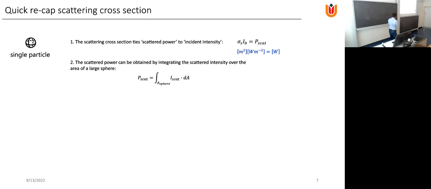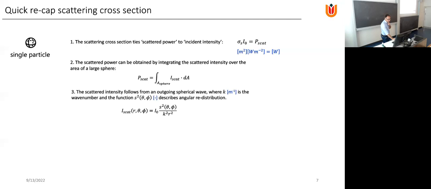So to obtain the scattering cross-section, the steps are as follows. We try to find the scattered intensity from the scattered field and then integrate that over the surface of that sphere. Squaring the equation for the electric field yields the following: the scattered intensity at the distance r from the particle, as a function of the angles theta and phi, because we switched to spherical coordinates now, is proportional to the incident intensity, E0, the function s squared, divided by k squared, the wavenumber squared, and r squared, the distance squared for the spherical.